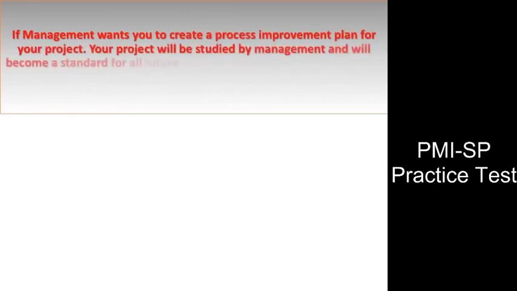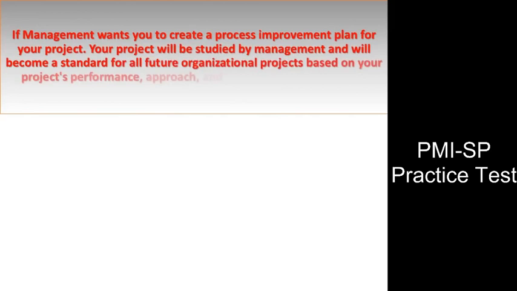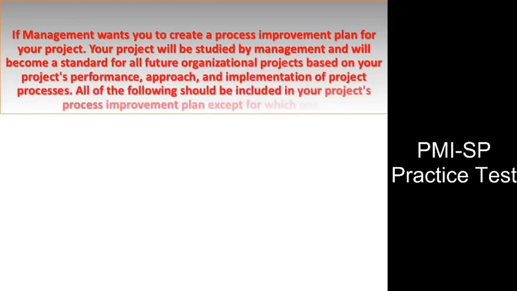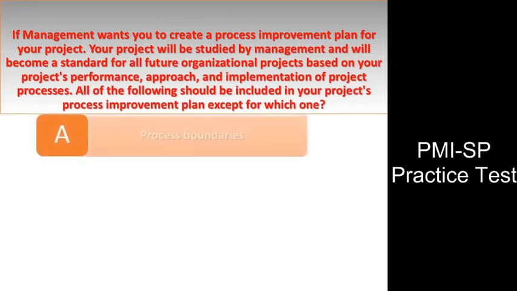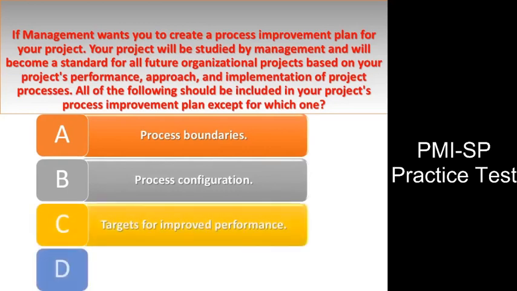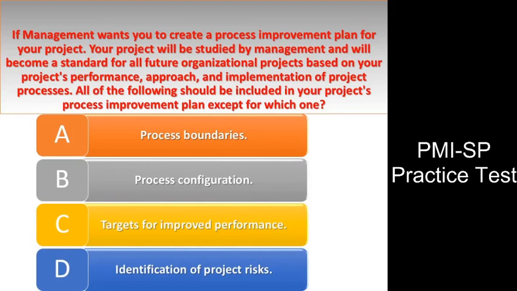Question number 8. If management wants you to create a process improvement plan for your project, your project will be studied by management and will become a standard for all future organizational projects based on your project's performance, approach, and implementation of project. Of the following, should be included in your project's process improvement plan except for which one? A. Process boundaries. B. Process configuration. C. Targets for improved performance. D. Identification of project risks.